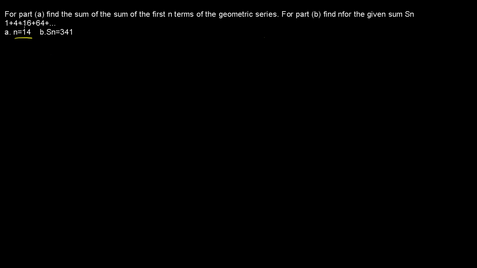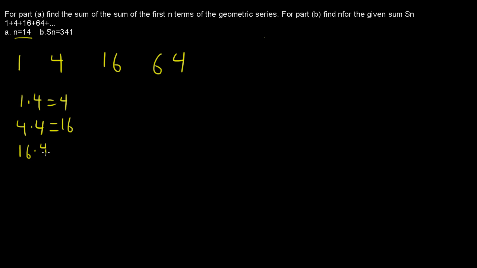So let's go ahead and figure out what this sequence is. Let's see how this pattern is going. We have 1, 4, 16, and 64. So 1 times 4 is 4, 4 times 4 is 16, and 16 times 4 is 64. So basically what's happening is we're taking the previous number and multiplying it by 4.